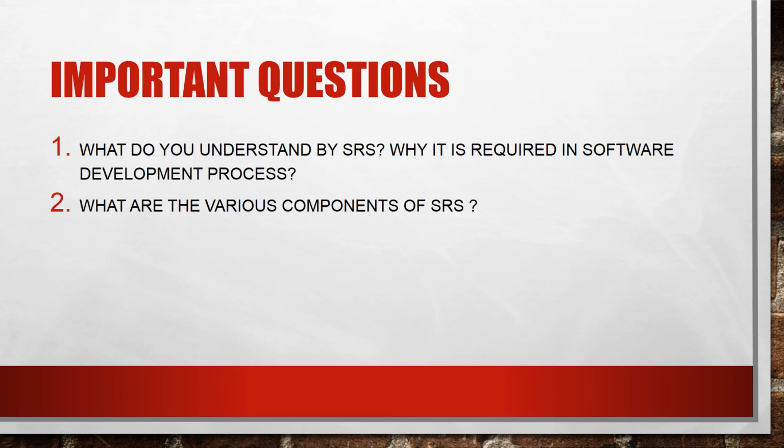So now it's time for the important questions. First one is, what do you understand by SRS? Why is it required in the software development process? So you have to explain what the software requirement specification is and why we need it while developing a product or in the development process. What is its importance? Then the second question we have is, what are the various components of SRS? In that you have to explain all the sections that we have covered in the components section. So these questions are important, and they have been asked many times in university exams also. So study them, as these are important from the examination point of view also.